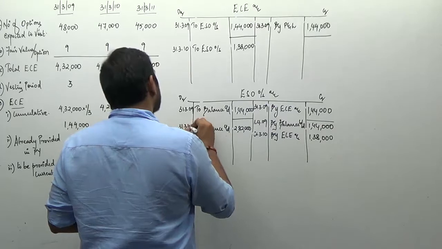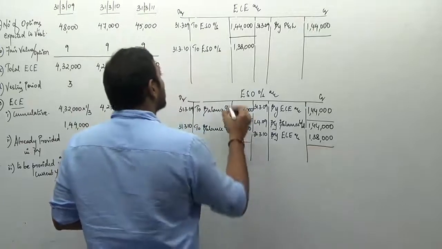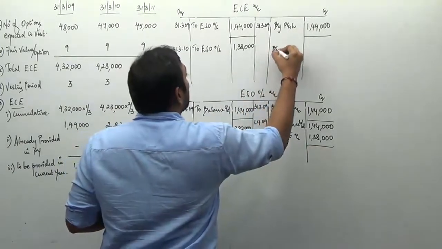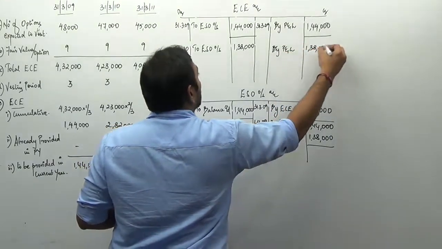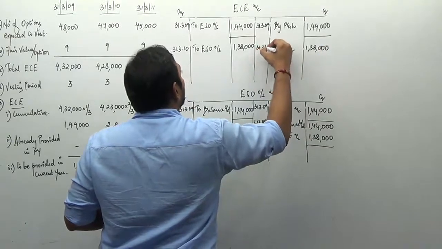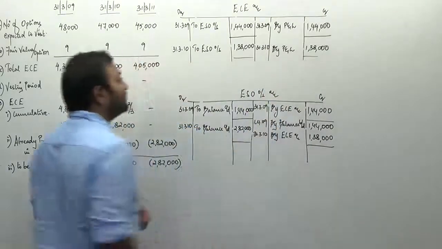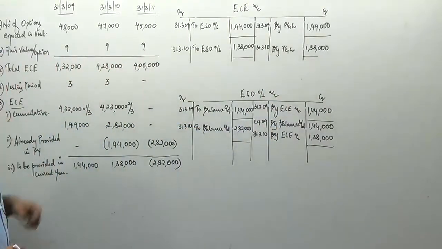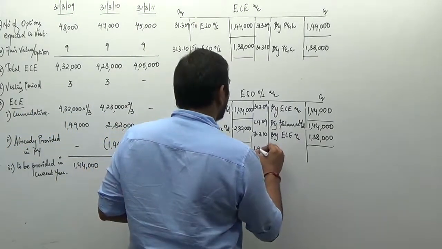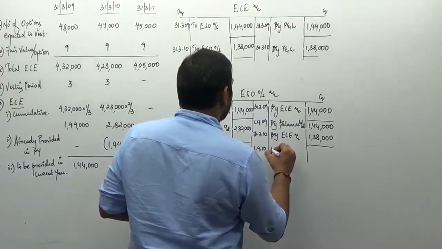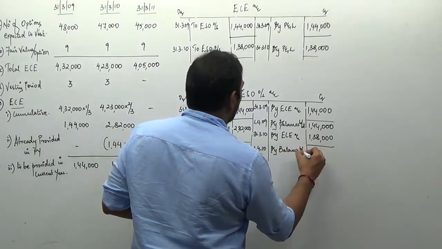Balanced on 31st March 2010. This one always transfer to P&L, by P&L 1,38,000, 31st March 2010. That's it. ECE account is over. ESO outstanding, bring it down to the next year again. 1st April 2010, by balance brought down.